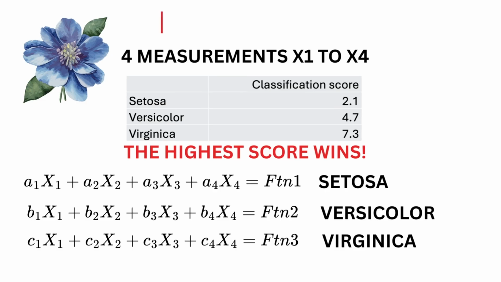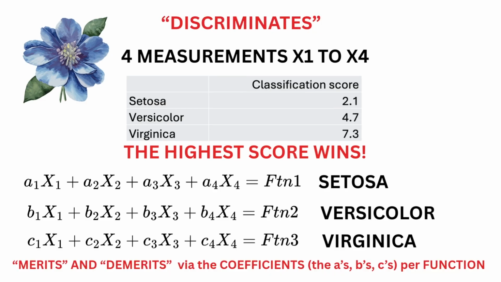So LDA discriminates, or makes distinctions, using a system of merits and demerits per given variable across the variable set. And the whole point is to rack up as many points as possible across variables so that the highest score determines where the point is classified.